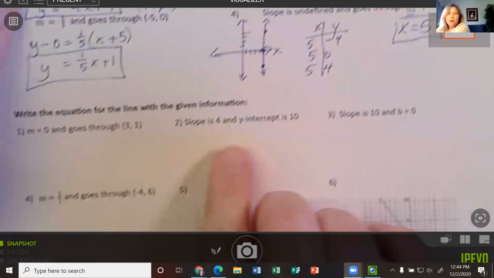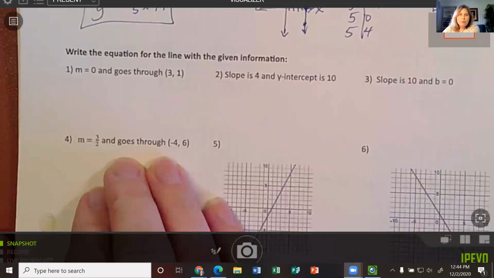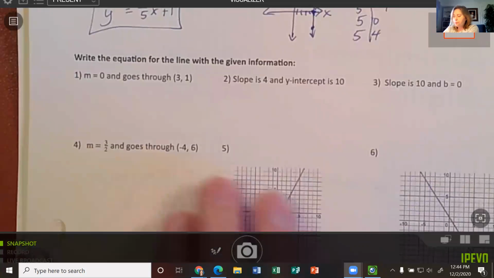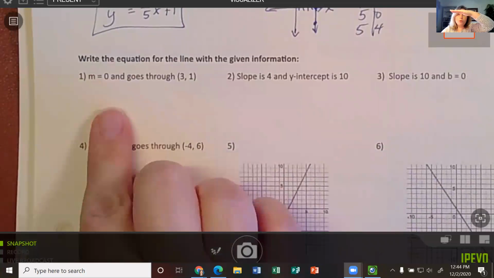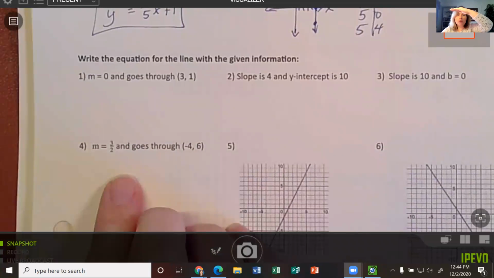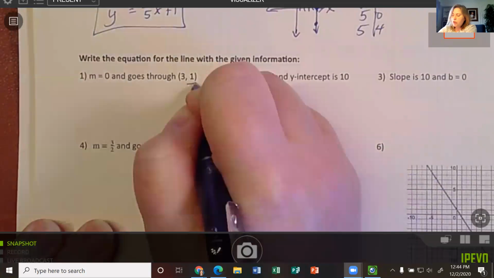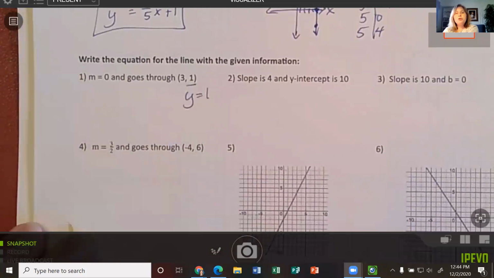Number 1, write the equation for the line with the given information. M is 0, and it goes through the point 3, 1. So we know when we have an m equals 0, that's going to give us a horizontal line. Horizontal line is going to go through the y-axis at 1. So the equation of that line is going to be y equals 1. Okay, if that's too much for you to do in your head, that's okay. Make a diagram. We can always fall back on our visual aid.